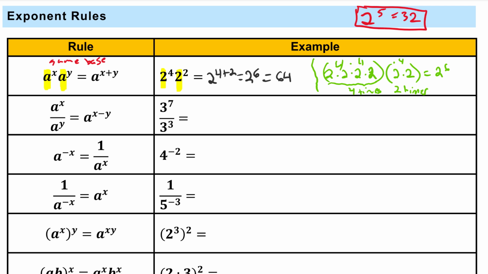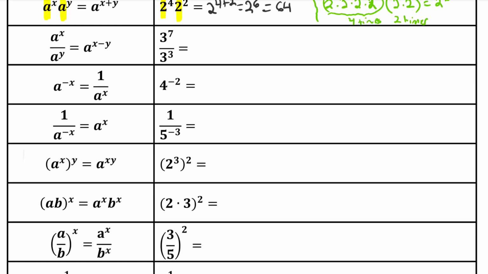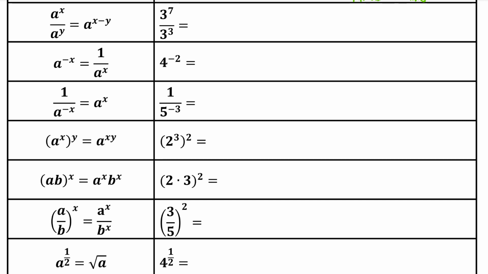That's like 2 times 2 is 4 times 2, that's 8. But 2 to the 5 is high enough that it gets you all those low-ball powers of 2. So that's when we have the same base and we multiply. Now if we move to rule 2, we can see that we have a division.